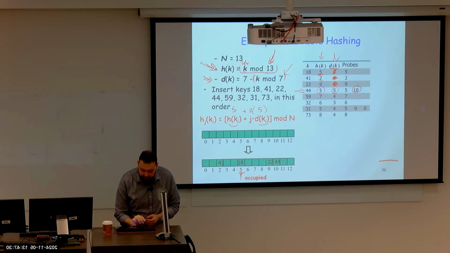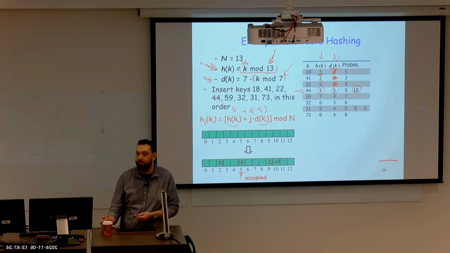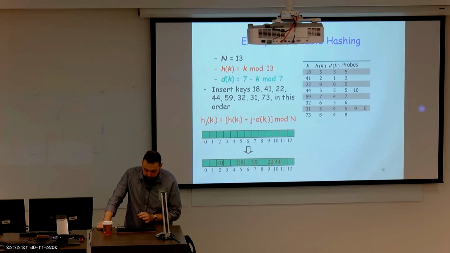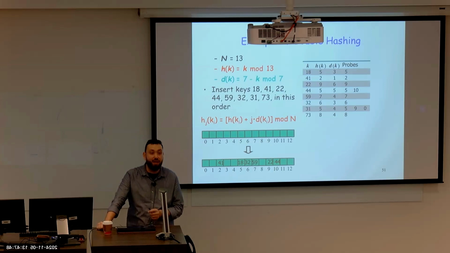I'm going to do the 59. 59 is clear. Which one am I going to use, HK or DK, for the 59? HK, always the primary function. Then for the 32, the same thing. Now I'm going to go for the 31. What's going to happen with the 31?